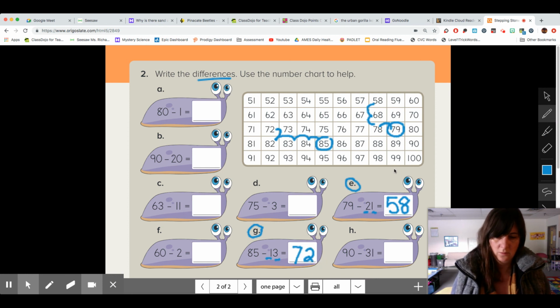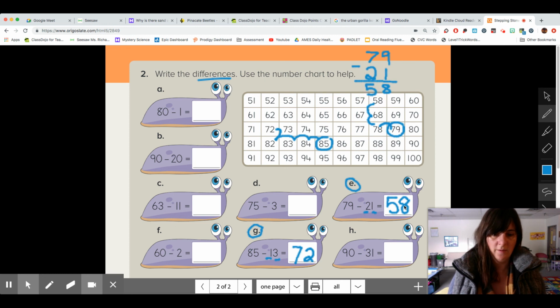So let's do 79 minus 21. So 79 minus 21, stacking them up, lining up the ones place and the tens place. 9 minus 1 is 8. 7 minus 2 is 5. So we end up with the same number there.